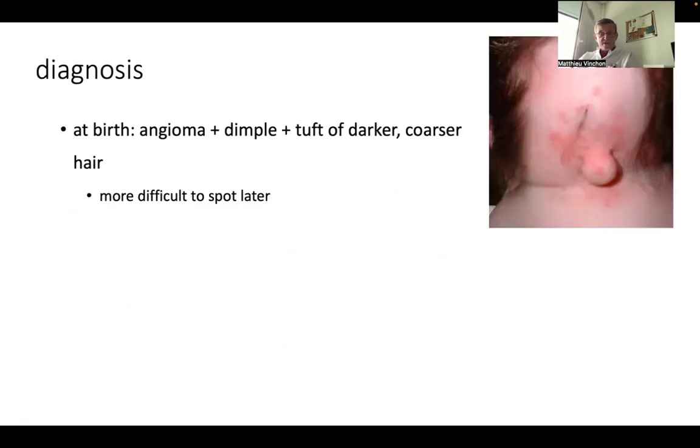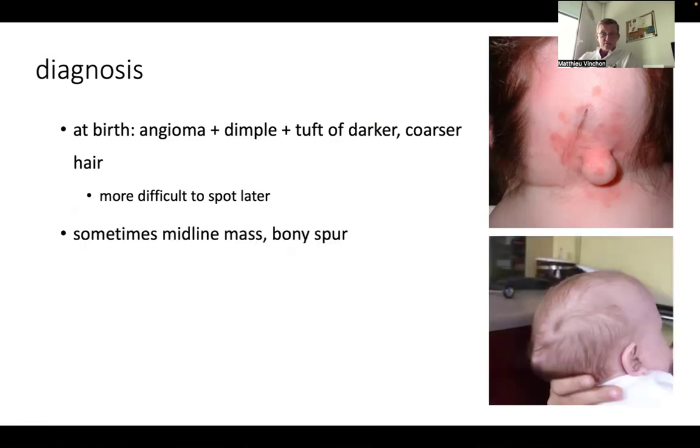So the diagnosis is mostly done at birth. You have, like at the spinal level, an angioma, a dimple, a tuft of darker, coarser hair, which is easy to spot at birth because the hair is very thin and scarce, and more difficult to spot later. You can have a meningocele like shown here, and sometimes you have a midline bony mass or bony spur associated with the fistula.